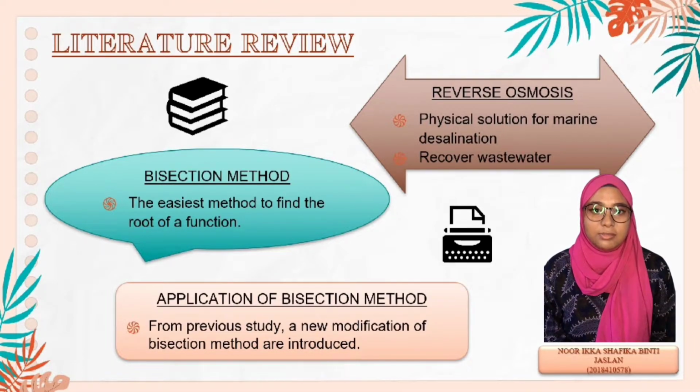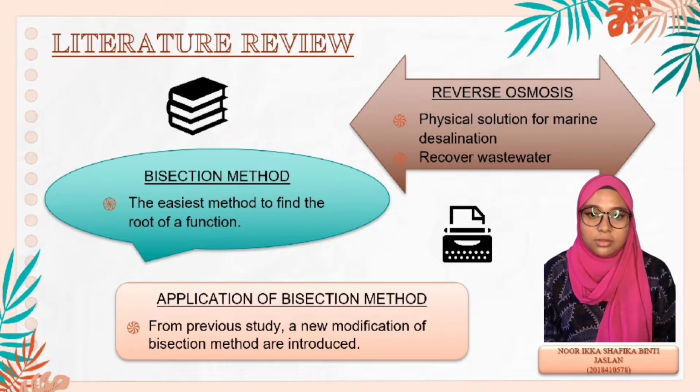Bisection method is the easiest method to find the root of a function. This method is based on the existence of a root in a specific interval. This interval is then halved or divided into two parts. The root is known to be lying in either one of these intervals. The iterative sequence is continued until a desired stopping iteration is reached.